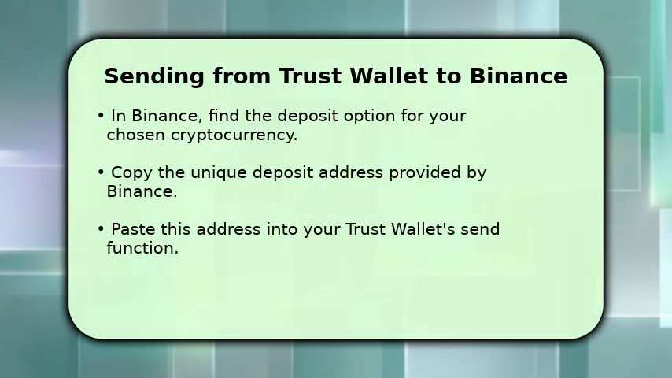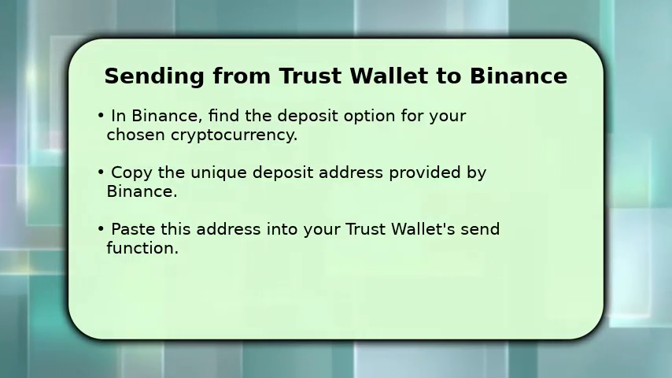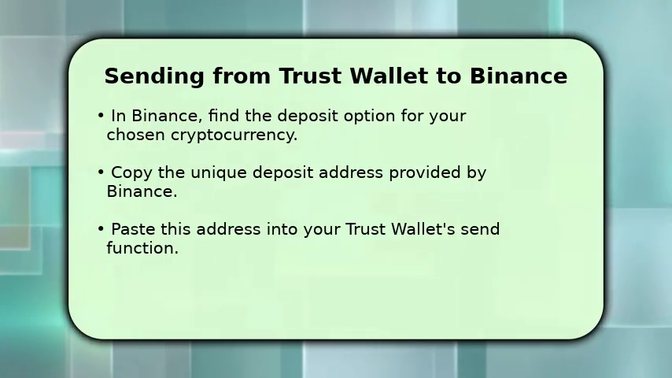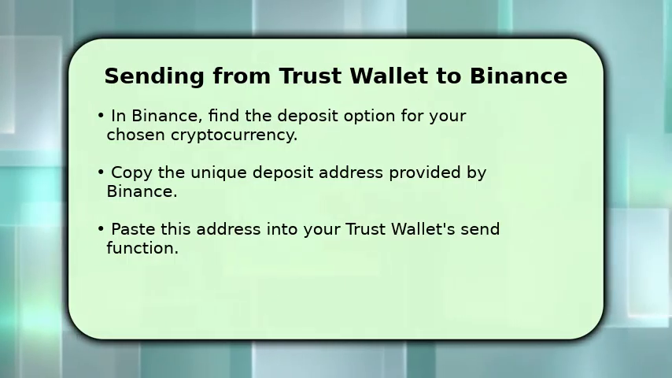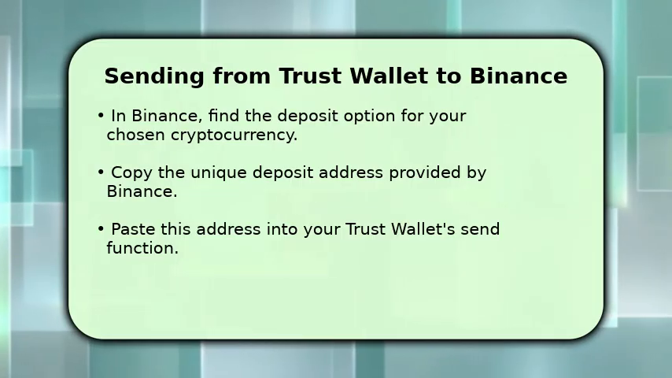When you want to move assets from Trust Wallet to Binance, the process is similar but reversed. First, go to your Binance account and locate the Deposit section. Select the cryptocurrency you wish to receive. Binance will provide you with a unique deposit address and specify the required network.